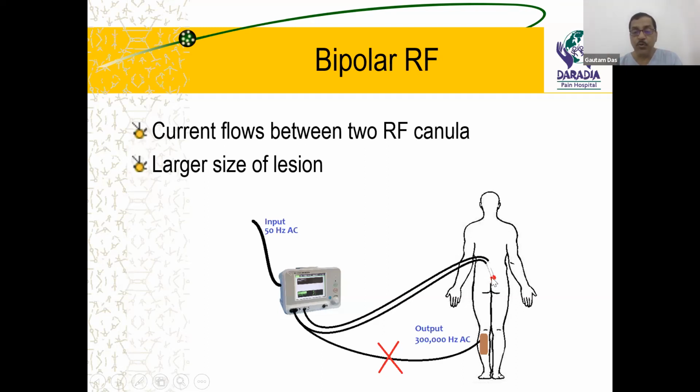What will happen? Both are basically acting as an active electrode, and the current will be passing between them, and that is going to produce two lesions simultaneously. They'll be joined, and that will give a larger size lesion. But the disadvantage is that beyond the tip you don't have a lesion, and this part here does not have any function. So this is your bipolar. Electricity is moving between these two.